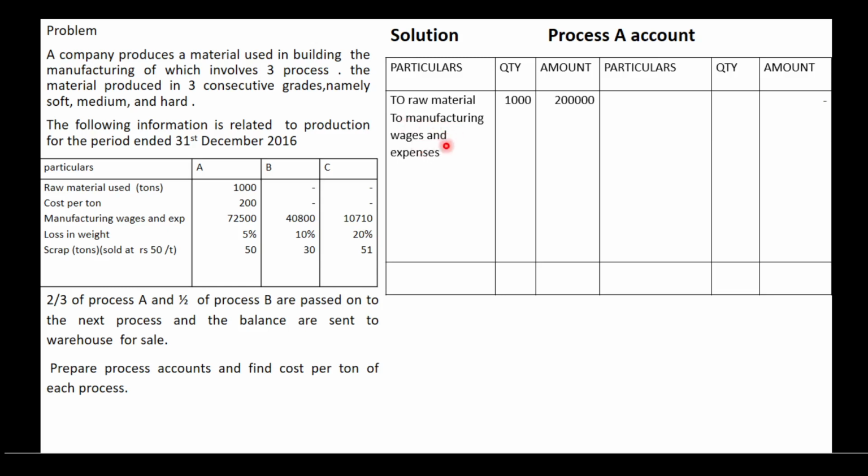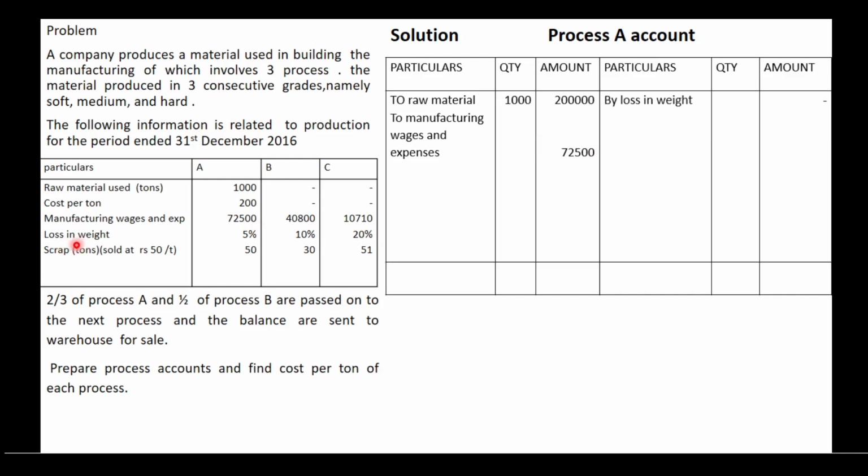So manufacturing wages and expenses for process A are 72,500. So that is also entered on the debit side, that is 72,500. And the next one, that is loss in weight.